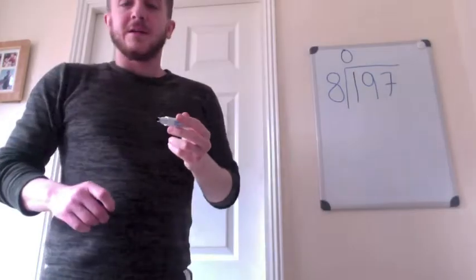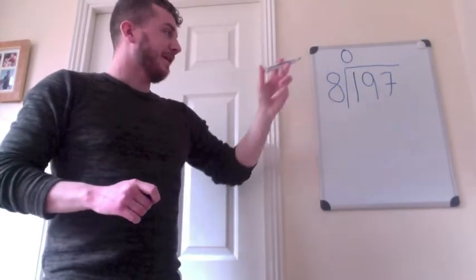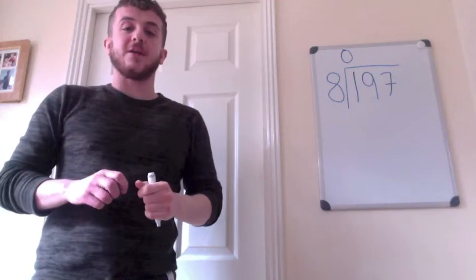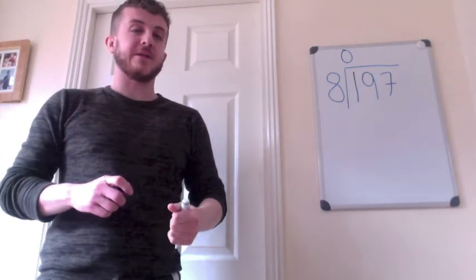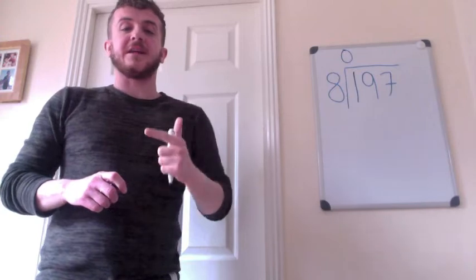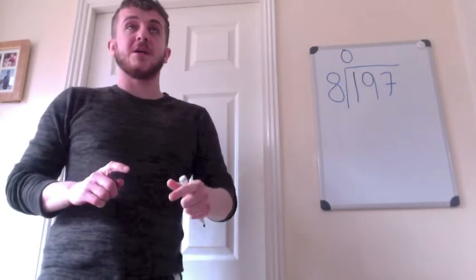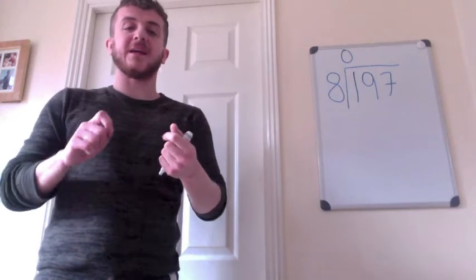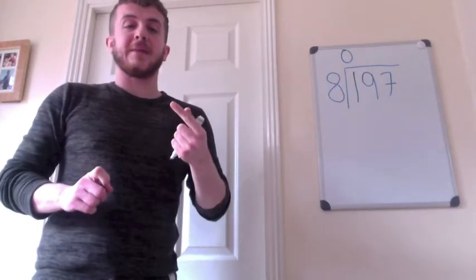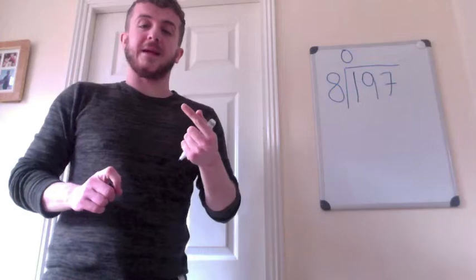Then we look at how many 8s go into 19. Using my knowledge of the 8 times tables, I know that 2 times 8 is 16 and 3 times 8 is 24, which is too much. So I'm going to use the one that's 2 times 8 equals 16 with a remainder of 3.